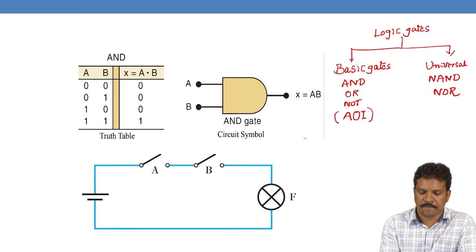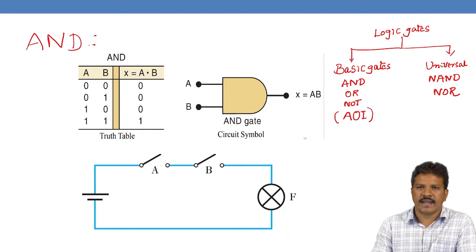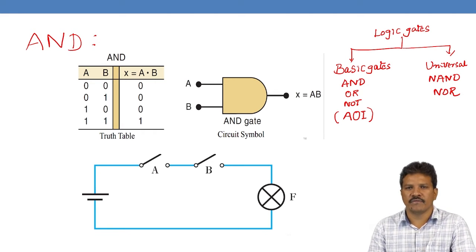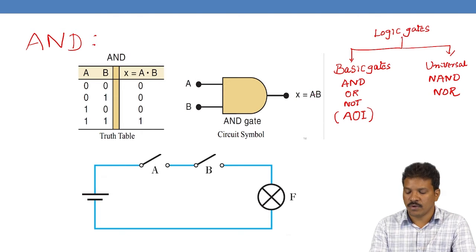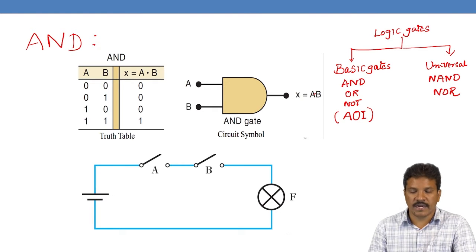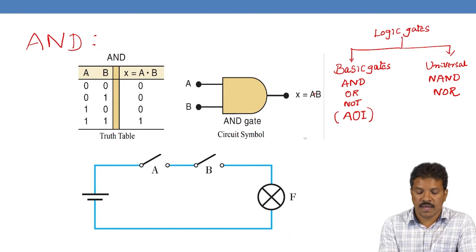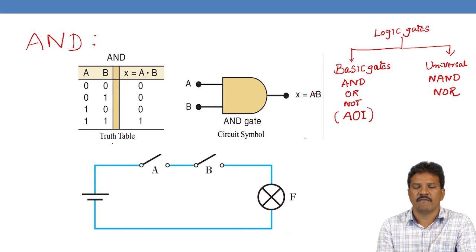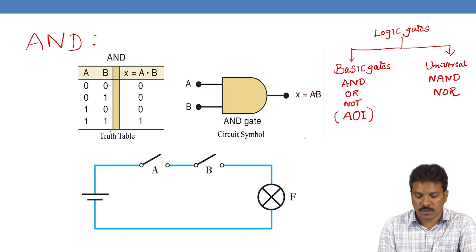First we will see the AND gate. A two-input AND gate is composed of the product term A and B: any two variables A and B operated with the dot, A dot B, is the AND gate representation. In the truth table, A and B are the inputs and X is the output. Mathematically, our Boolean expression is X equals A dot B, where dot represents a simple multiplication, the Boolean product.